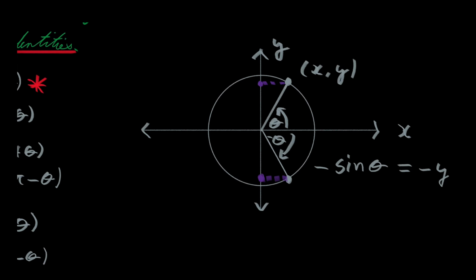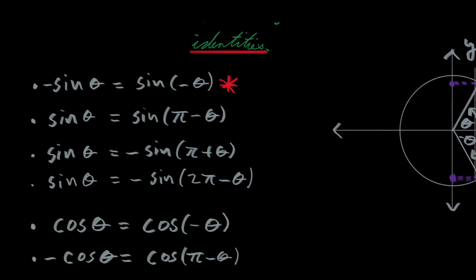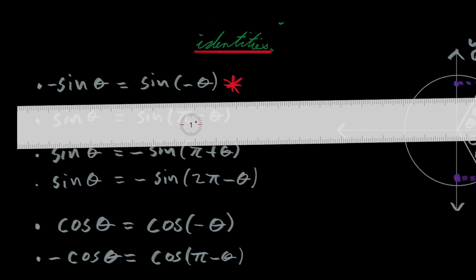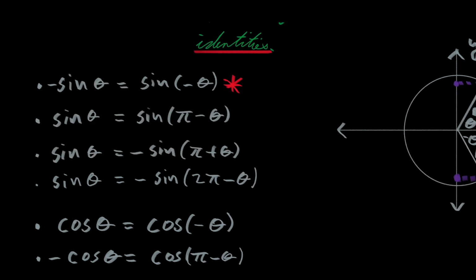So you can see now that the sine of negative theta is also going to be equal to negative y. Okay? So that's this one. Actually, I'll just tick them off. That's this one done.